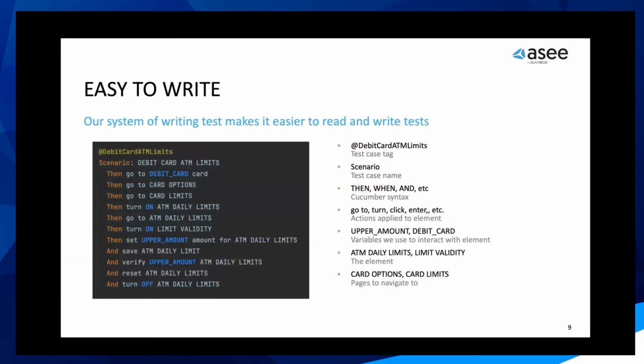So it's easy to write. The reason we use Cucumber is basically because of the clients, but also reports as well. So we can easily write the test, and the client can read the test. And we have this system where we interact with elements.